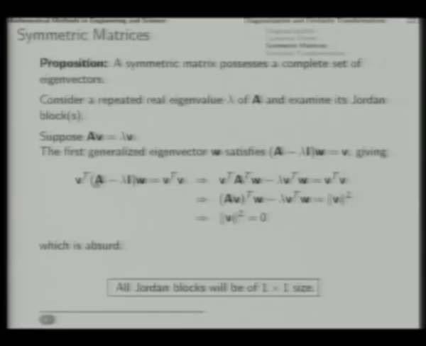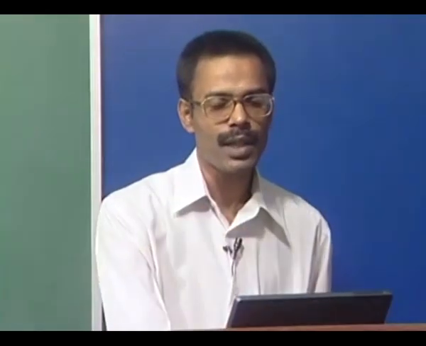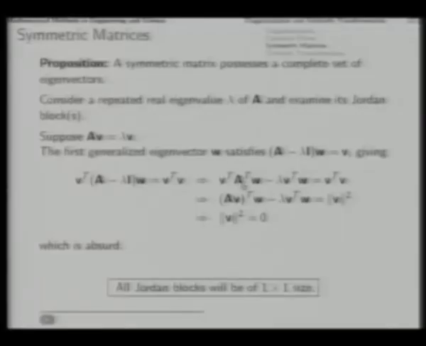Now we open this V transpose A W. Here in place of A, let us write A transpose. That is valid because A is symmetric. This is the place where we are utilizing the symmetry of the matrix. V transpose A W has been written as V transpose A transpose W minus lambda V transpose identity W.